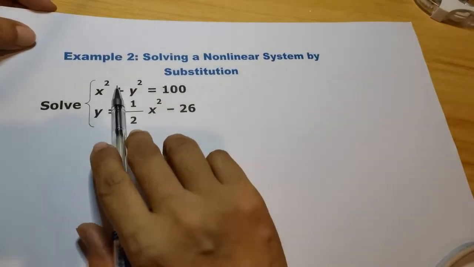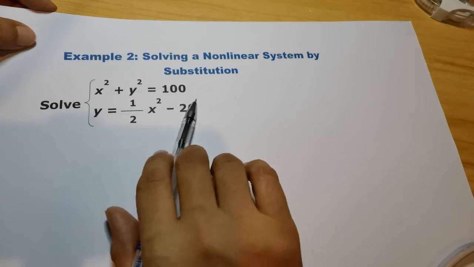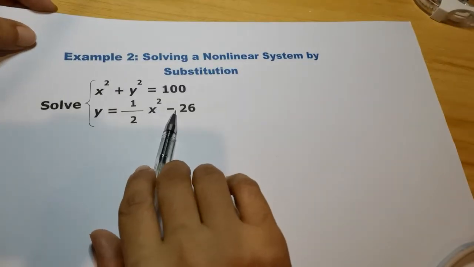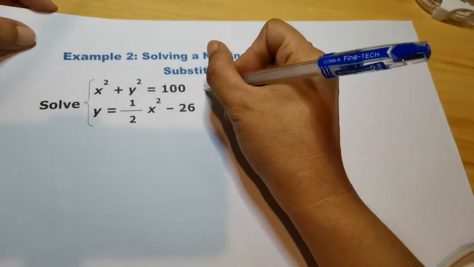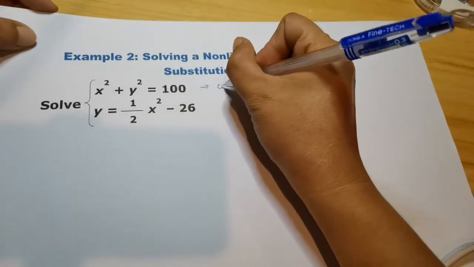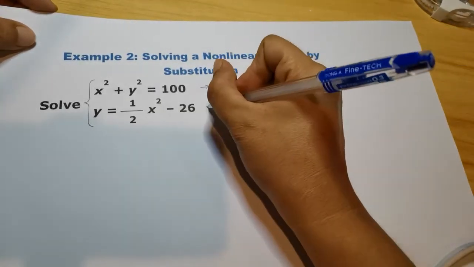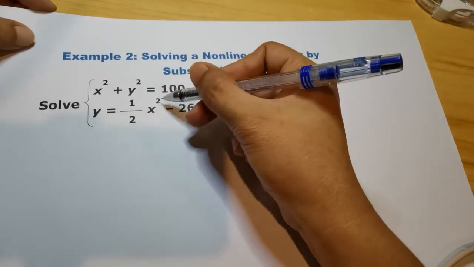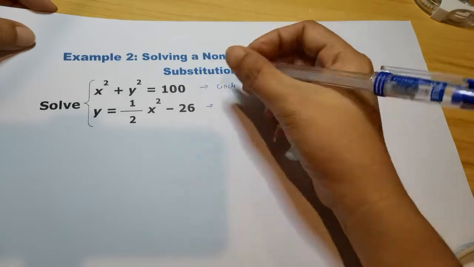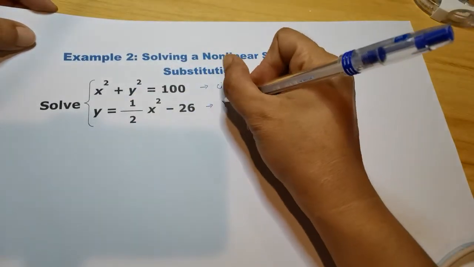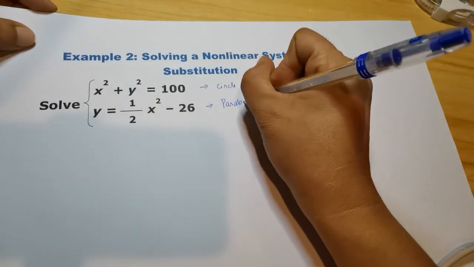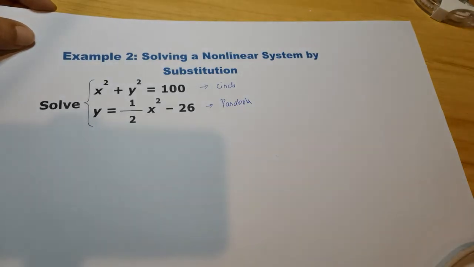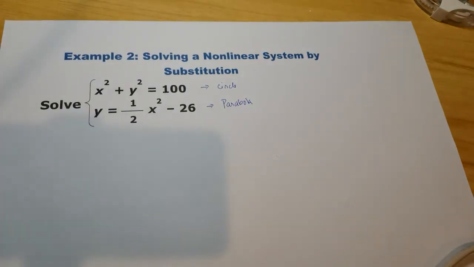Okay, so we have x squared plus y squared equals 100. And then we have another one, y equals 1/2 of x squared minus 26. So the first equation represents again a circle. Okay, and the second equation, since x lang yung na-square at yung y hindi, this represents a parabola. Ayan. Okay, so how are we going to solve this by substitution?